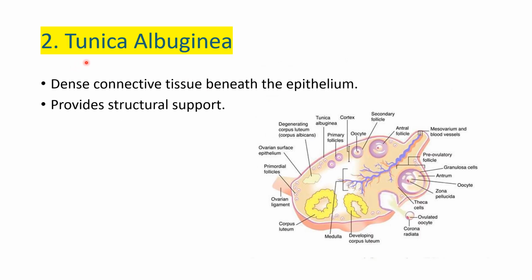Okay, we also got the tunica albuginea. This is the tunica albuginea that we have there. So dense connective tissue beneath the epithelium provides structural support. So the tunica albuginea confers the structural support to the ovary itself.